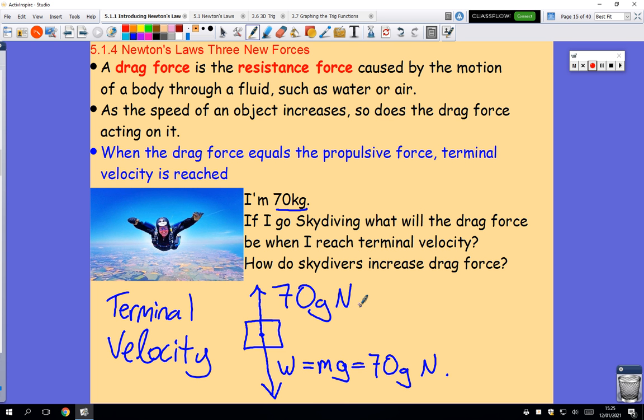At that point, the force downwards on me is 70 g, and the force upwards on me is 70 g. I am no longer accelerating. I don't stop moving, of course. I'm just traveling with a constant velocity downwards, but the down force and the up force are equal, so there's a net force of 0 at that stage, which means there's no acceleration. Remember, acceleration can only take place if there is some net force on the object.